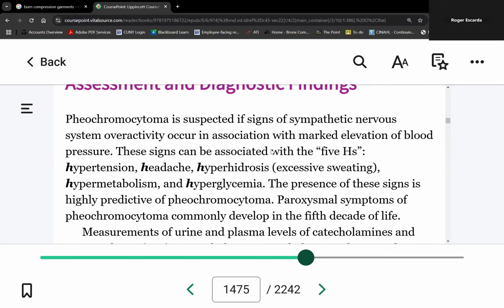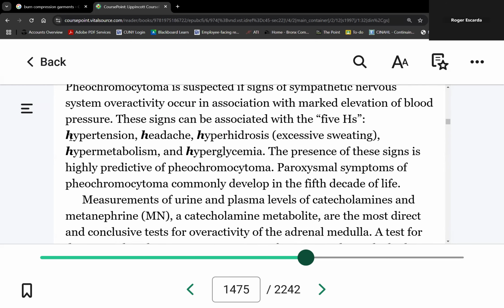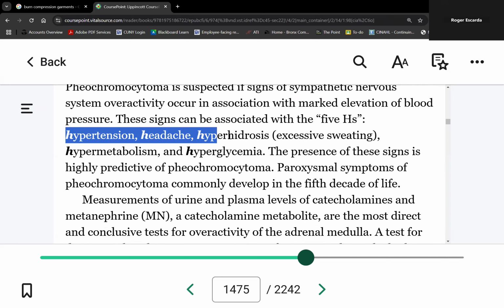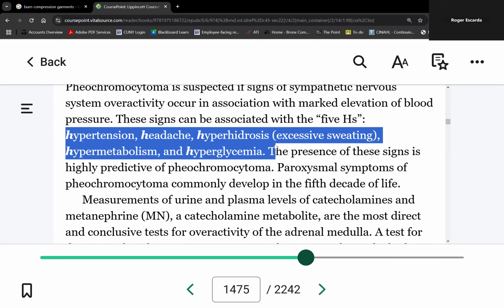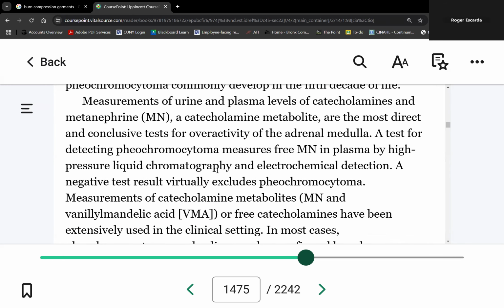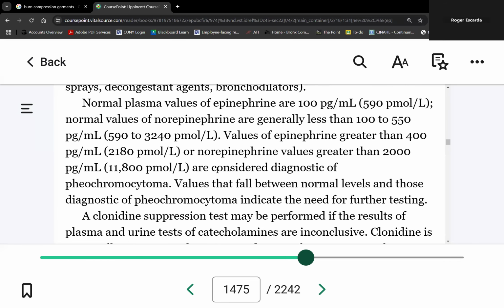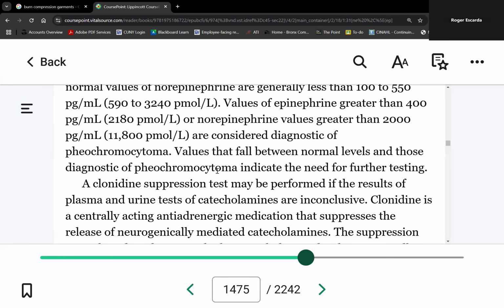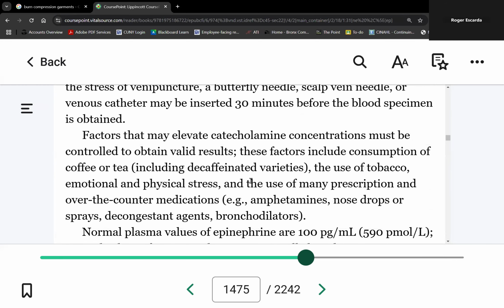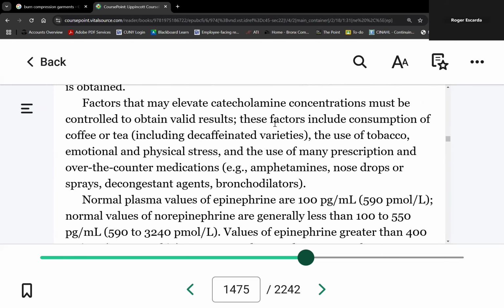So how do we know? Then there are the 5 H's, all again manifestations of severe tachycardia and severe hypertension. So there's hypertension, headache, hyperhidrosis, meaning sweating, hypermetabolism, and hyperglycemia. And we have to get a CAT scan or an MRI to see the tumor. I won't read all the possible manifestations, okay?